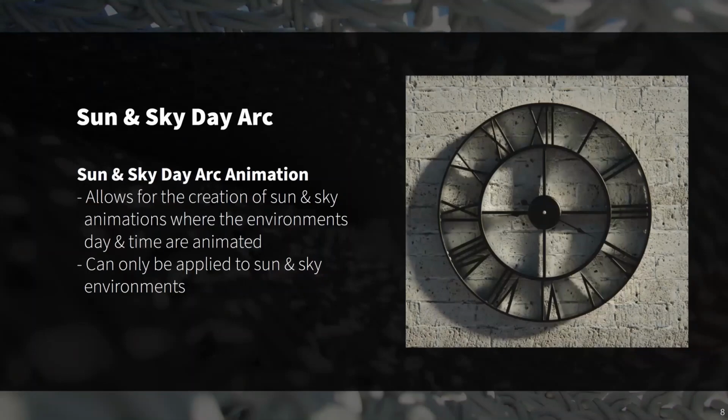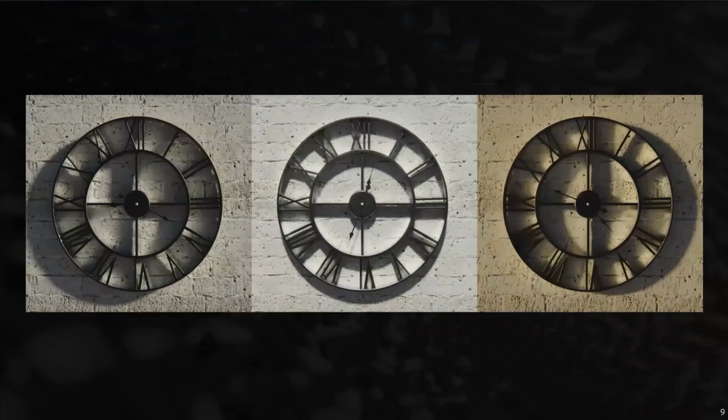Here's a little example on this page of a few screenshots from a sun and sky day arc animation. You can see that the animation simulates time passing from sunrise to sunset. Not only is there a shift in shadow direction, but you're also seeing a shift in color temperature. So it's really an awesome tool for architectural and vehicle renderings, but it could definitely help add a new level of realism to a lot of other product applications as well. Maybe some outdoor products or things that would be in an outdoor environment.